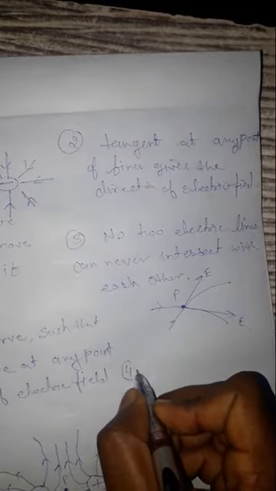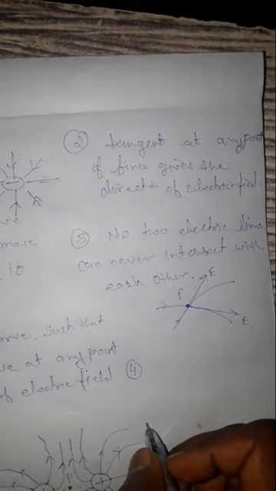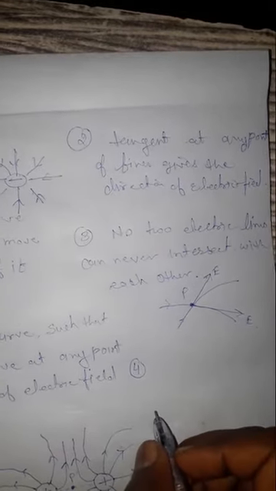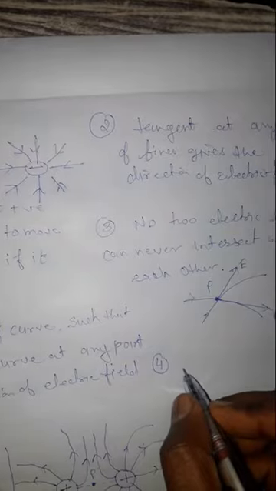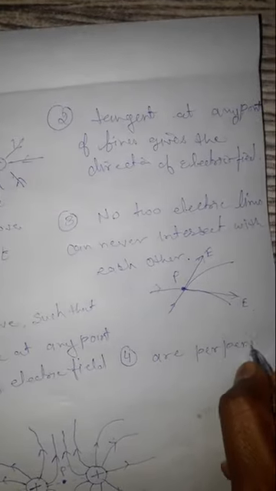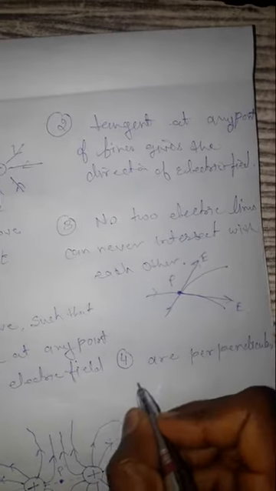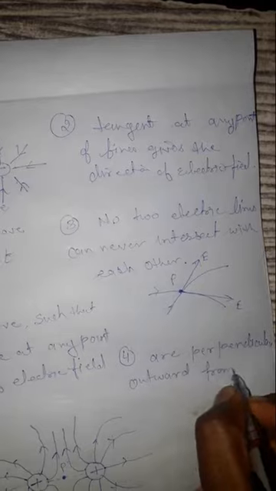The next point is that electric lines of force are always perpendicularly outward from the surface, as we discussed earlier. The lines are perpendicularly outward from the surface.